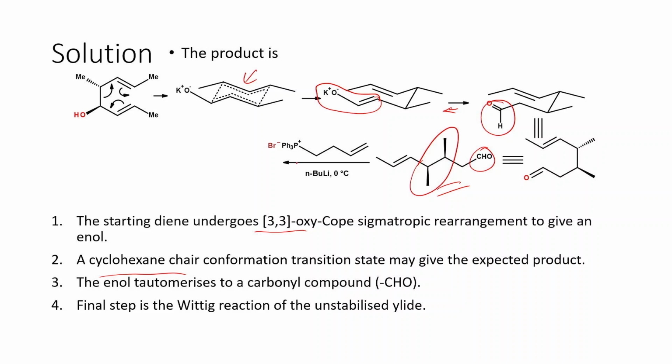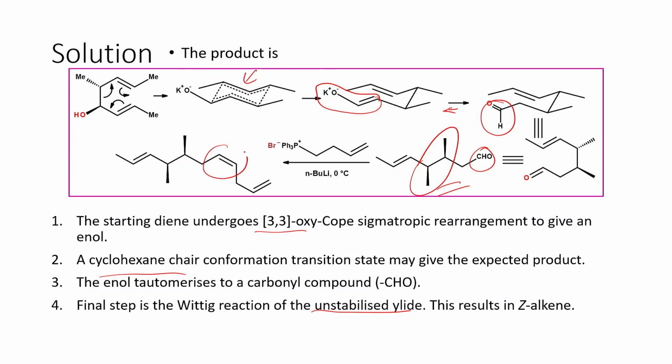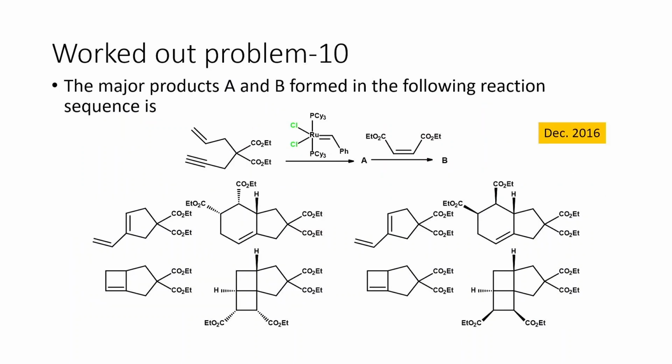The aldehyde is treated with a phosphonium halide in the presence of a base. This is nothing but a simple Wittig reaction, and the only thing is that here we are using an unstabilized ylide. When we use an unstabilized ylide, that leads to the formation of the Z alkene. Both the hydrogens are on the same side, so we can also call this a cis alkene. In this particular case, since the substituents are different, we call this a Z alkene. This is the crucial thing we have to remember: whenever we use an unstabilized ylide, that always leads to the formation of a Z alkene. Let us move on to the next problem.